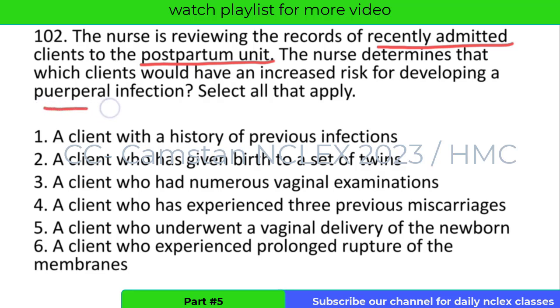So here puerperal infection means it is a bacterial infection of the genital tract which occurs after the birth of the baby, and these infections are mainly caused by bacteria like streptococci, staphylococci and Escherichia coli. So here, which of these clients have an increased risk of developing puerperal infection? Select all options that apply here.